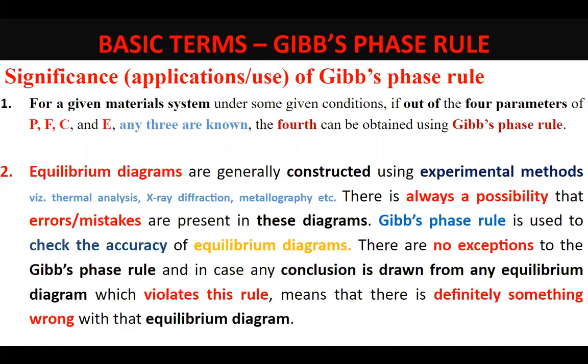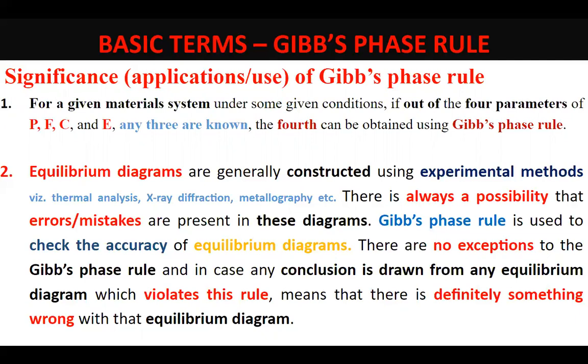And there is a great possibility that when the experiments were being conducted, or when the data was being collected, or even when the data was being interpreted, you might make some mistakes. The final diagram that you construct might contain an error or a number of errors. So Gibbs phase rule is a very simple and indispensable tool which helps us in finding out whether the equilibrium diagram constructed with the help of experimental methods is correct, or there is a flaw or an error in it. And how do we go about it?